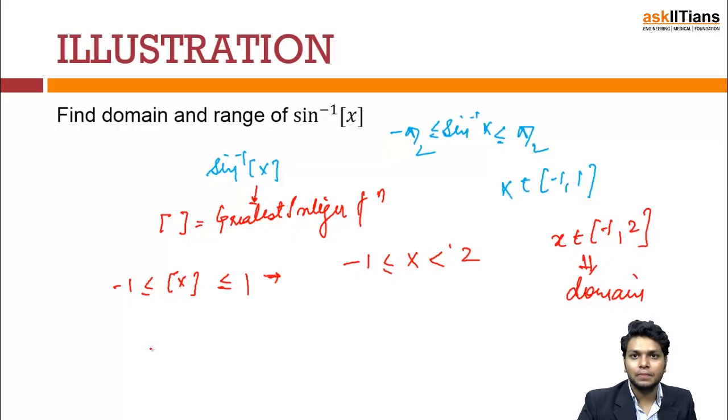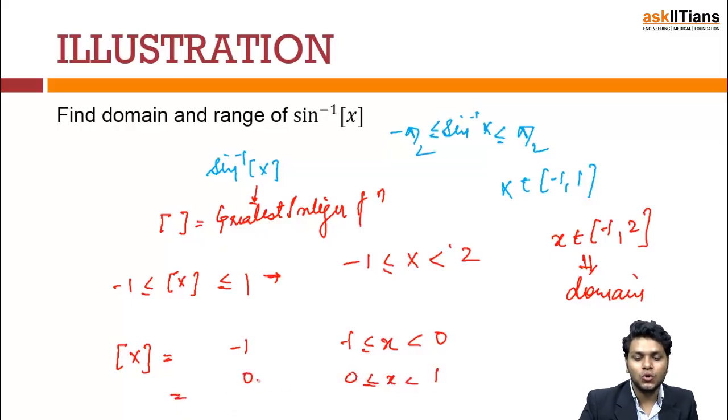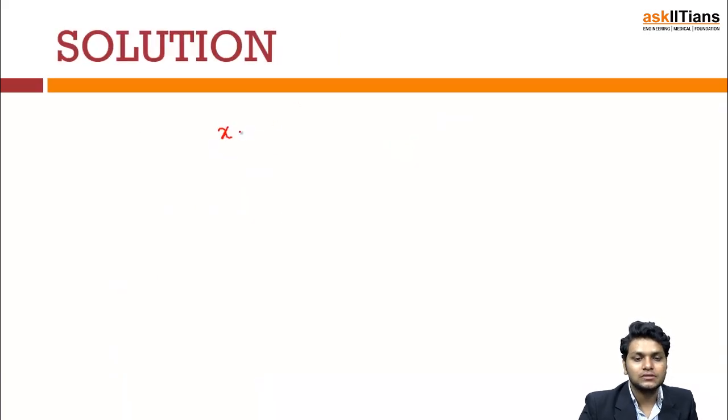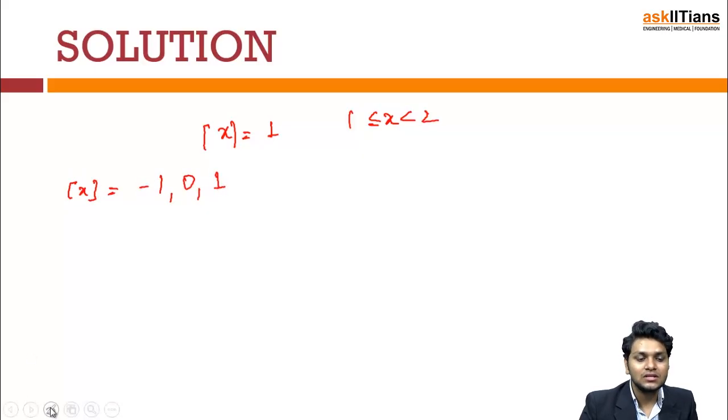Now this becomes much more interesting. If I put in this domain, what are the values that the greatest integer function is going to assume? When x is from minus 1 to 0, it will assume the value of minus 1. When x is from 0 to 1, it will assume the value of 0. And last but not the least, it will be equal to 1 when x is ranging from 1 to just less than 2. Now in totality you have 3 values for the greatest integer function of x, that is minus 1, 0 and 1, and only these 3 values are going to be input into the function y equals sine inverse of GIF of x.